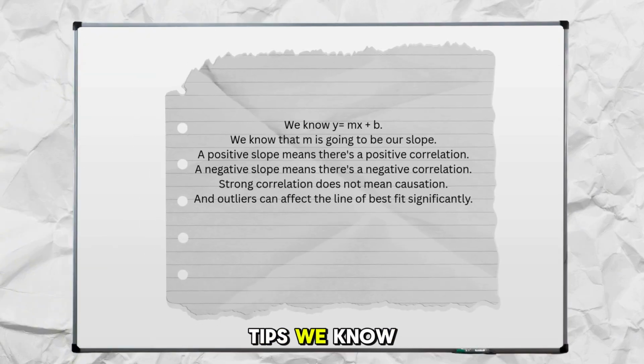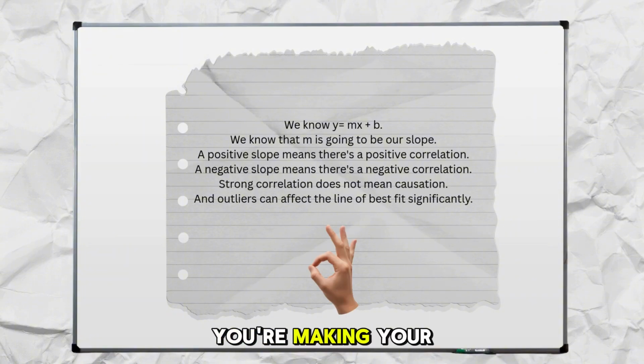Just a few tips. We know y equals mx plus b. We know that m is going to be our slope. A positive slope means there's a positive correlation. A negative slope means there's a negative correlation. Strong correlation does not mean causation. And outliers can affect the line of best fit significantly, so keep them in mind when you're making your line of best fit.